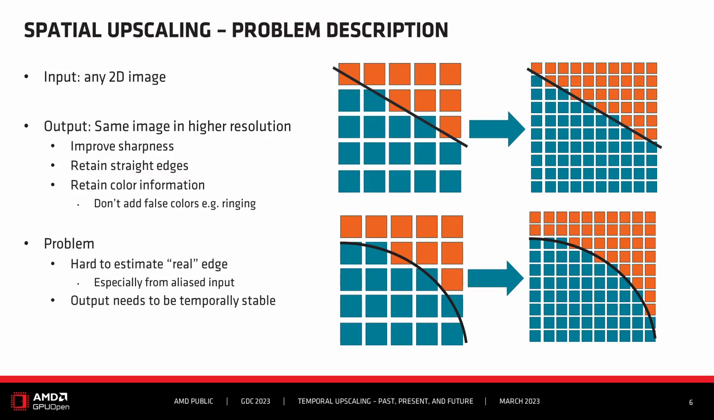So the problem is to find the geometry edge from looking at the input image alone. And if you get an aliased input image, as shown in the image on the right, we have two images showing the same input pattern caused by different edges in the game geometry. So the output we expect would be different, but we still need it to be temporally stable. So the better we can guess that edge, the higher quality our output will be.